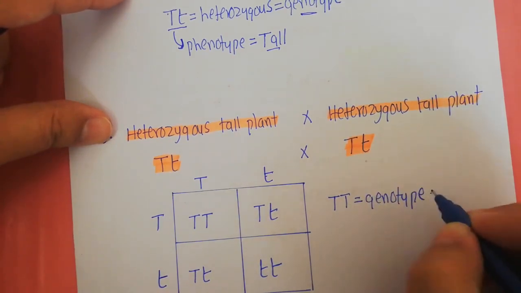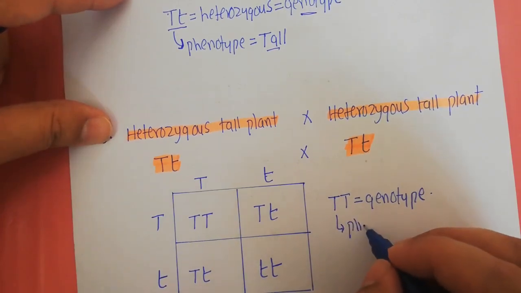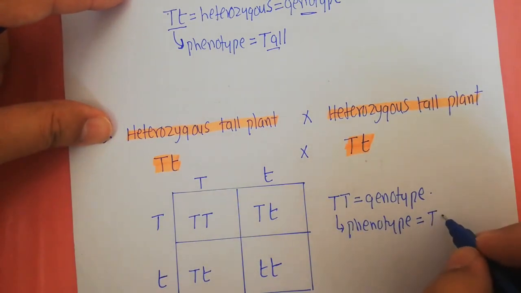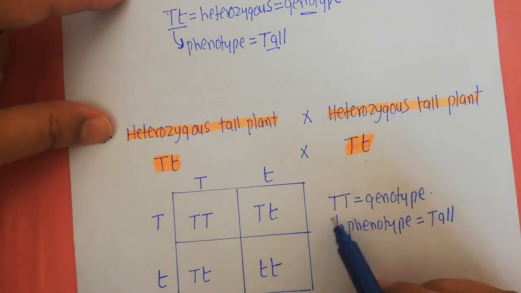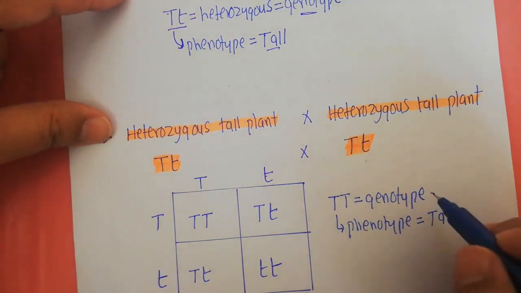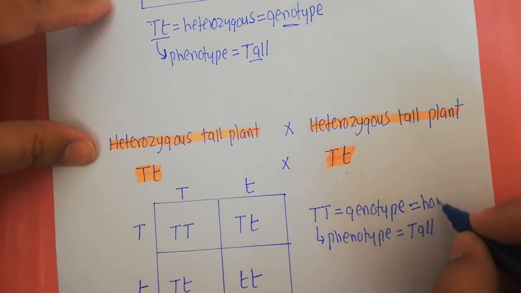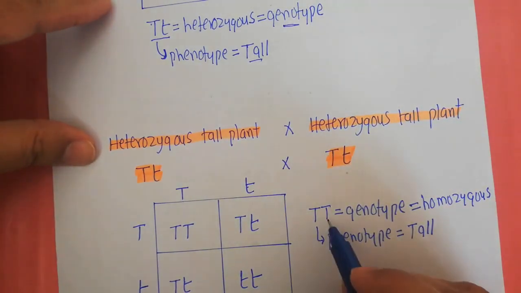If you talk about the phenotype of this particular offspring, that is going to be tall, and this is going to be tall, because the capital T and the capital T are representing the tall phenotype. In terms of homozygous or heterozygous, this is going to be homozygous tall, because both of the alleles are of the same nature.